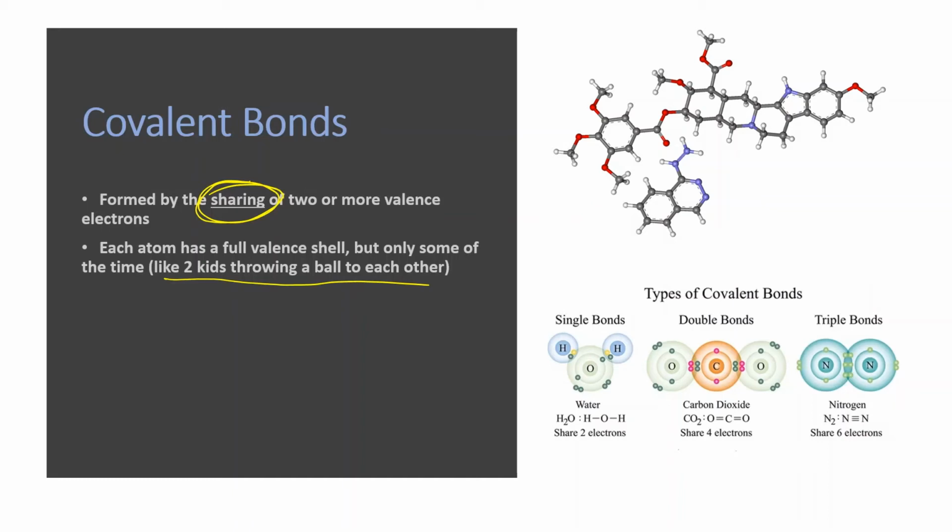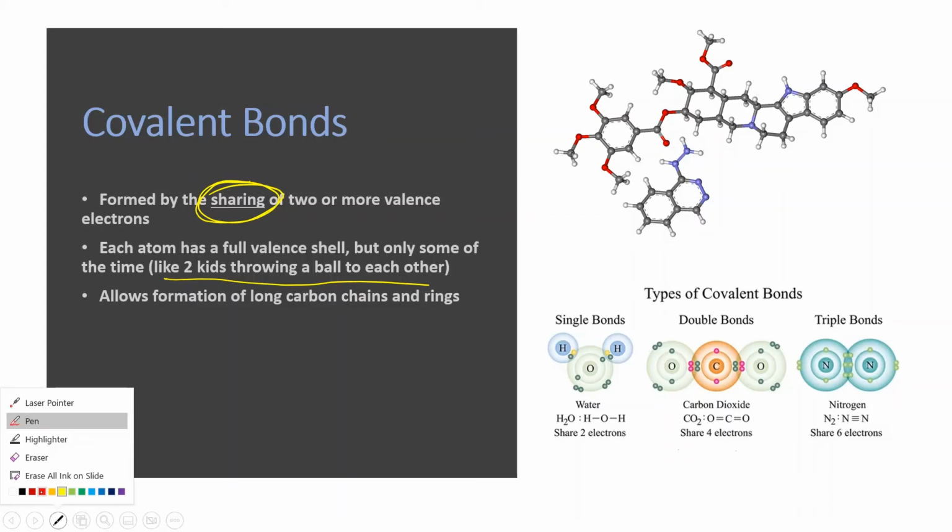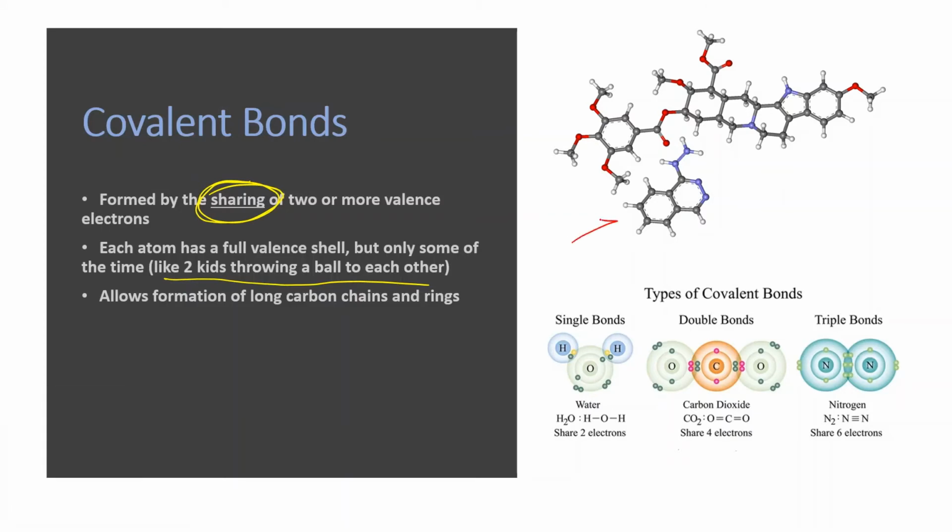I'm full for a little bit if I have the ball, but when I throw the ball to you, you're full temporarily, and then you throw it back and I'm full, and then we throw it back to you and you're full. This is a sharing. This is a covalent bond. So this allows us to make, as you see in that top picture there, long carbon chains and rings, and we can form all sorts of polymers, right? Long pieces of small things using covalent bonding.